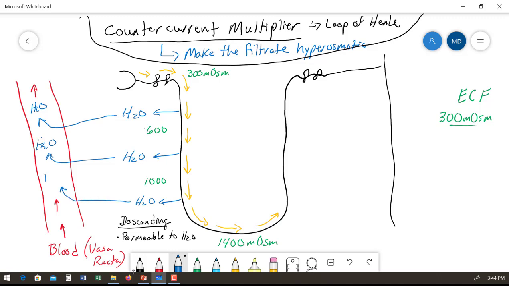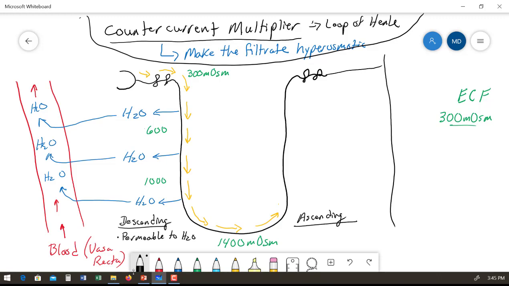But now we need to describe why this water is willing to come out of this tubule. And the reason is because it's going to chase salt, so it's going to chase sodium. And that has to do with the ascending side of this limb. Okay, so let's write over here, the ascending part of the loop of Henle over here.